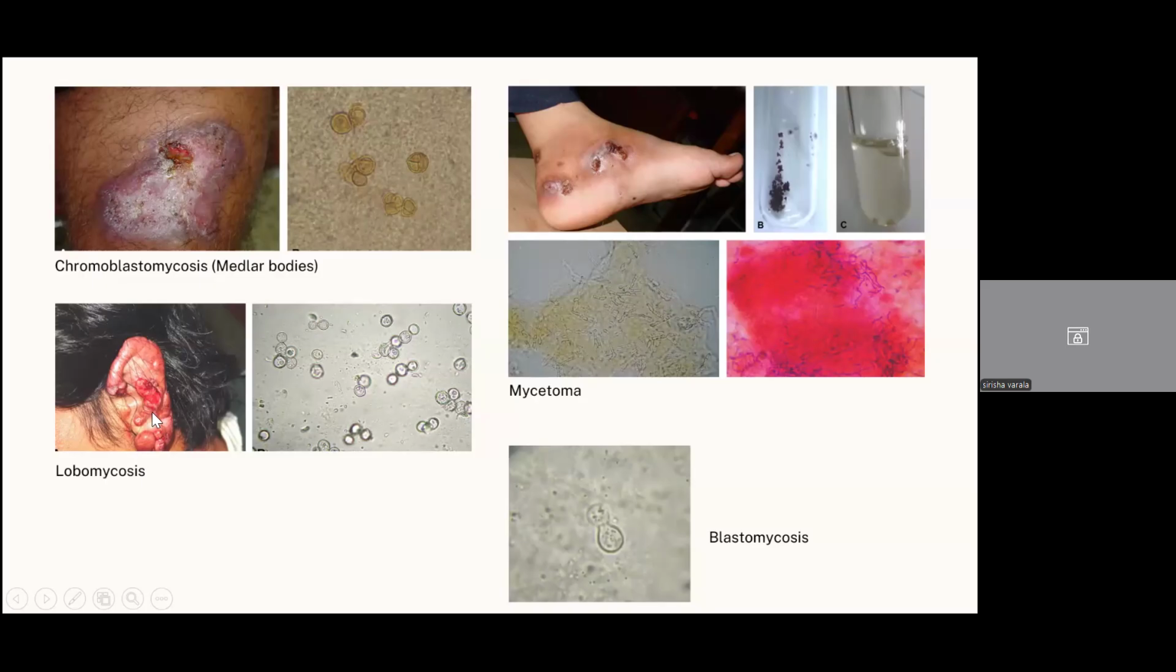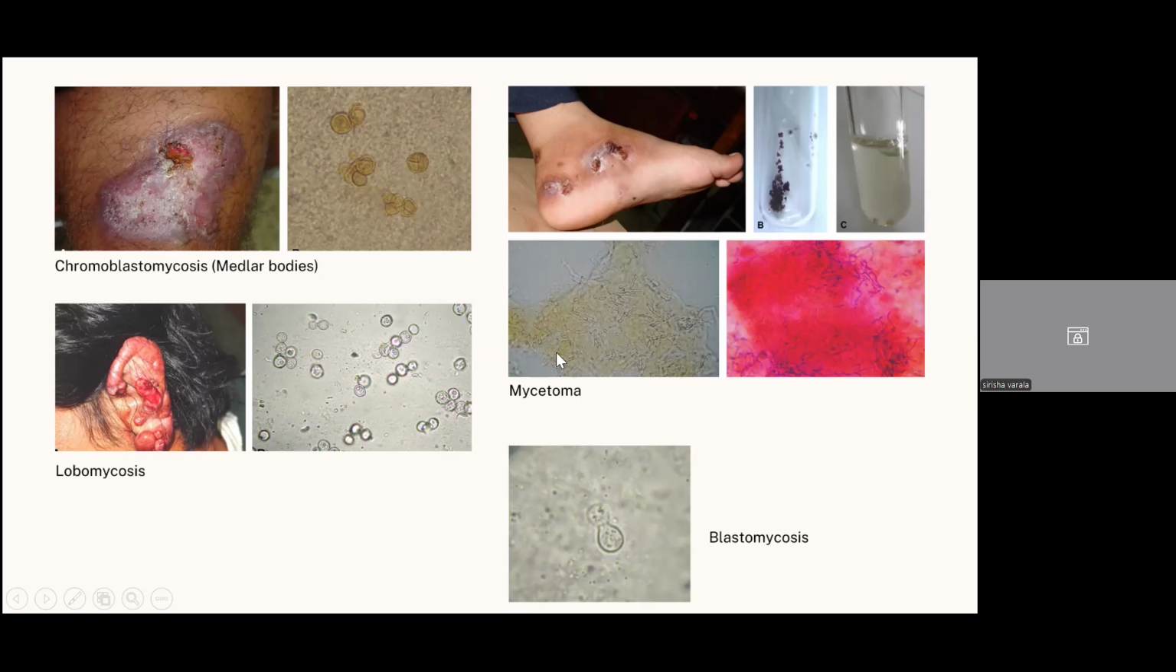Similarly, in lobomycosis, we don't have the cases, but if you suspect, you can always take a smear from the raw area and add some KOH. There you'll be able to see coupled or double spherules with a thin wall. And especially in mycetoma, you can have black grains, you can have yellow grains. Black grains are almost always fungus, yellow can be fungi, or it can be actinomycetes.